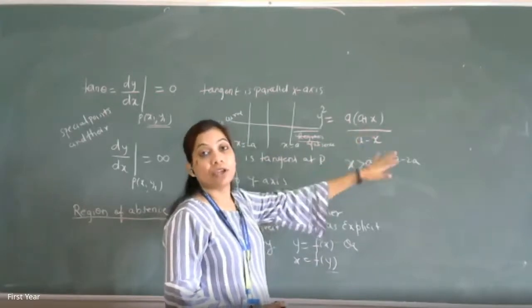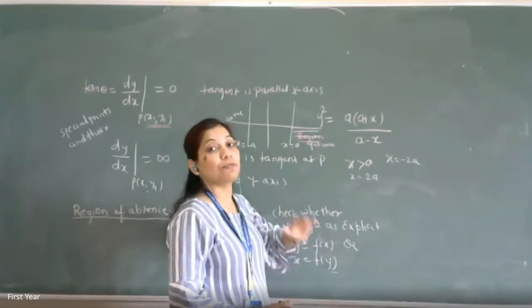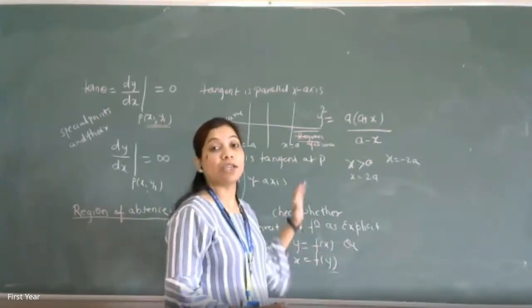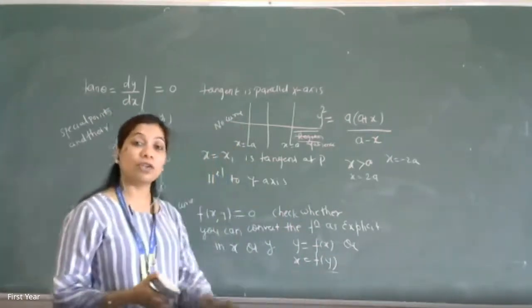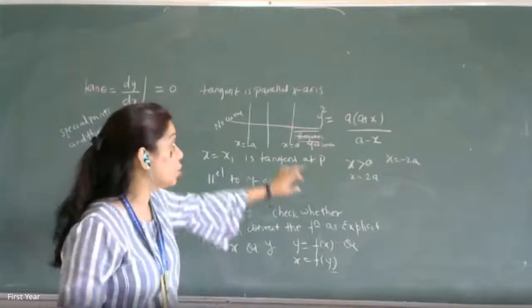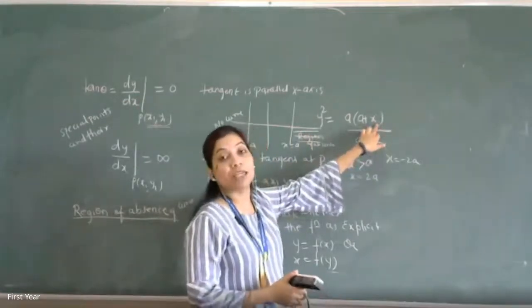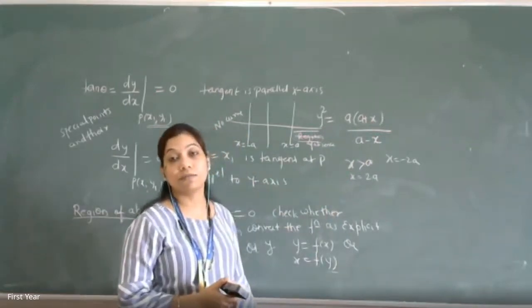Yes, for this value of x, what will happen to y square? It will become negative, which is not possible to draw in the real number system, and hence no curve exists in this particular region. That is called the region of absence. So this will be asked in your MCQ for 2 marks: what is the region of absence for this curve? So x greater than a and x less than minus a is the region of absence for this particular curve. Is it okay?